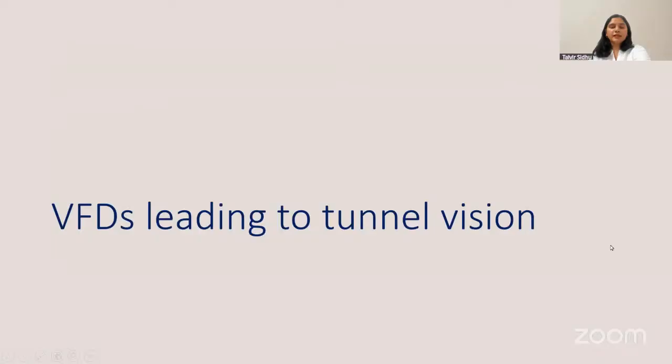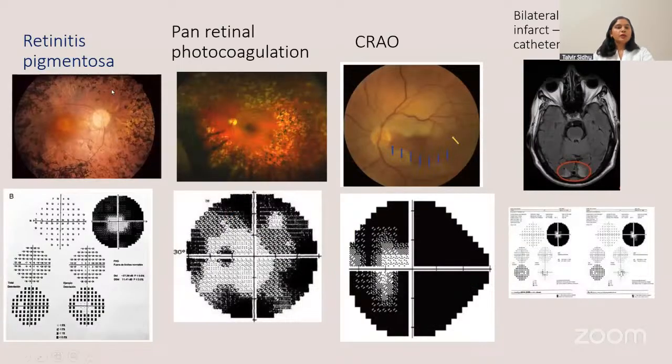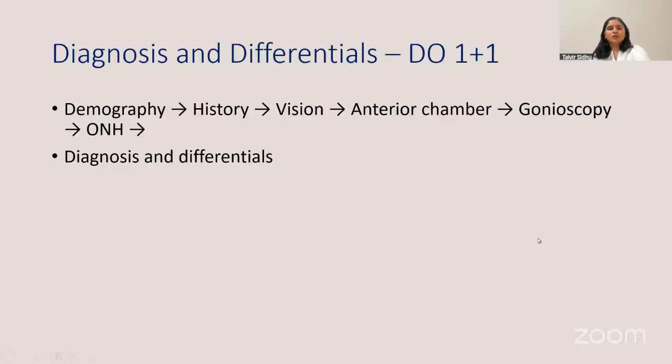Then visual field defects that are leading to tunnel vision. So here you can see retinitis pigmentosa is one disease which can lead to tunnel vision. Extensive PRP, if it is done, can also lead to tunnel vision. Central retinal artery occlusion can also lead to tunnel vision, especially if there is sparing of the cilioretinal artery. If there is bilateral occipital infarct, that can also lead to bilateral tunnel vision.